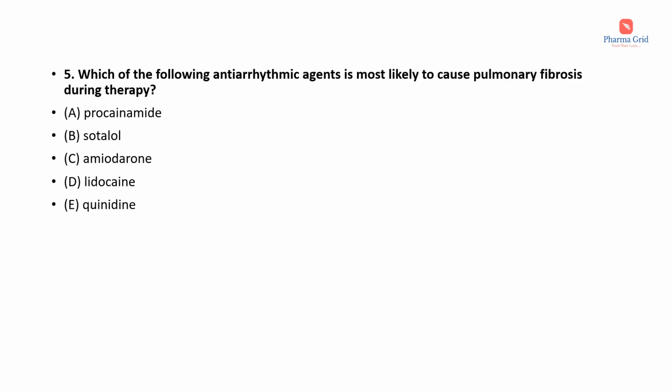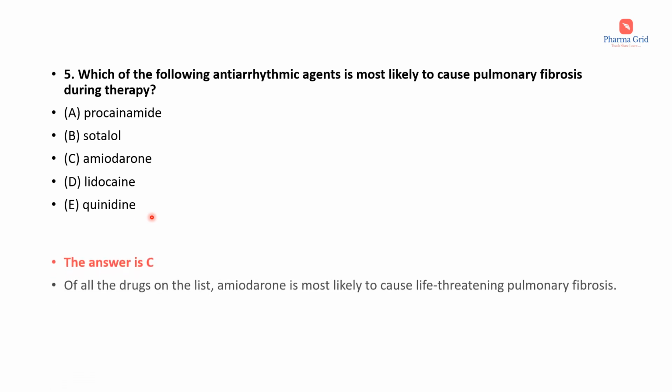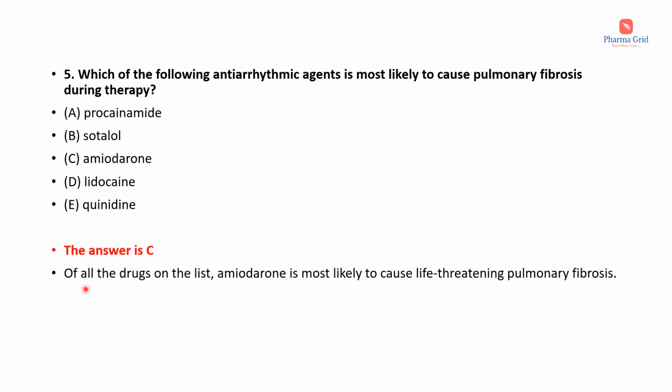Which of the following antiarrhythmic agents is most likely to cause pulmonary fibrosis during therapy? Options are procainamide, sotalol, amiodarone, lidocaine, quinidine. Here, the correct answer is option C, that is amiodarone. Of all the drugs on the list, amiodarone is most likely to cause life-threatening pulmonary fibrosis.